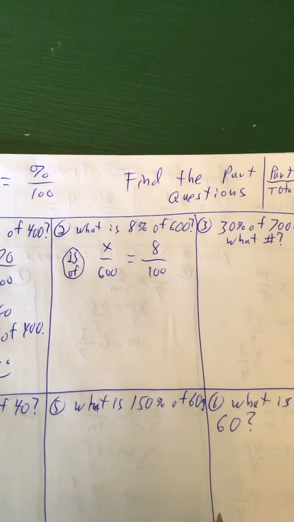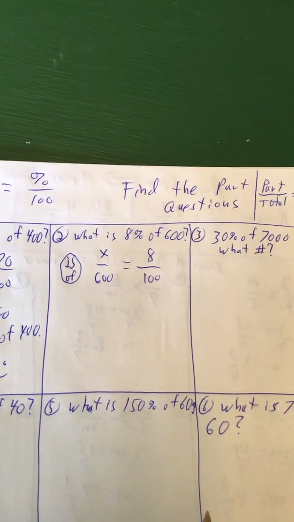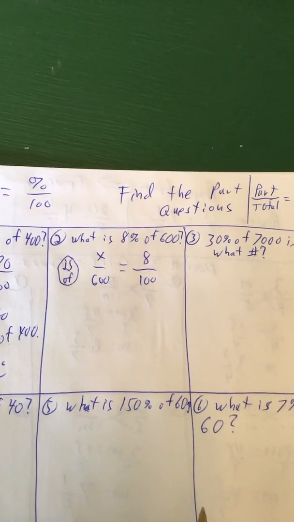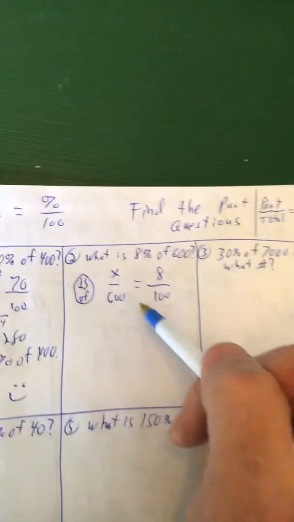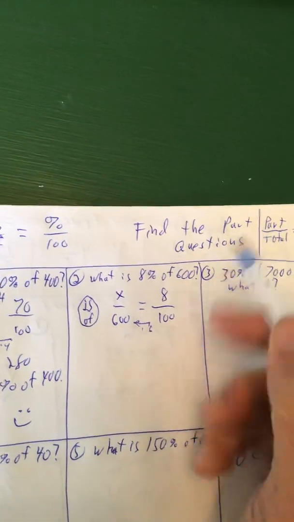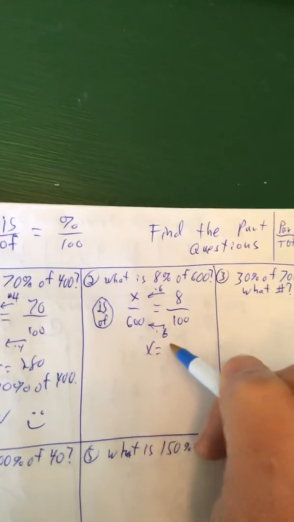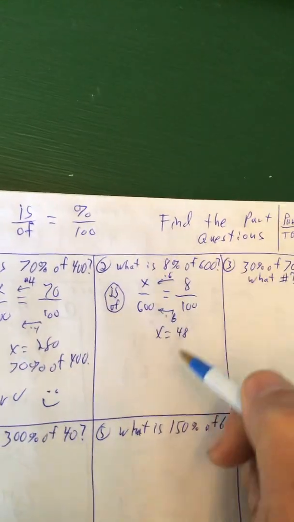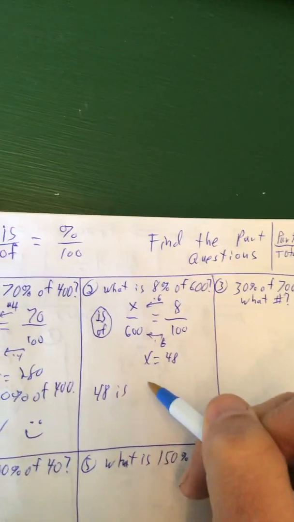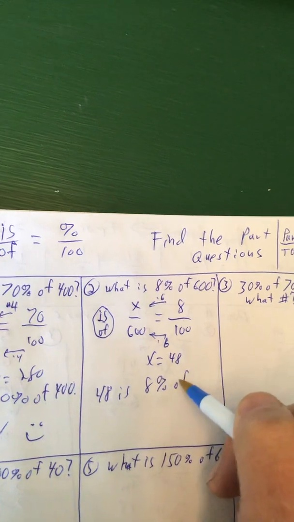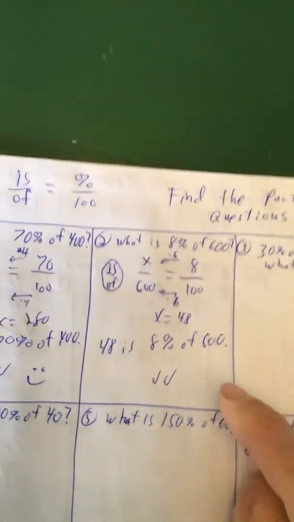You can always do crisscross, but shouldn't you try to do door number 1 first? And if you can't, then do door number 2. Last resort is crisscross. Sometimes crisscross is going to be the easiest way to go. Not this time. This is times 6, times 6. X equals 48. I'm going to write it out. 48 is 8% of 600.